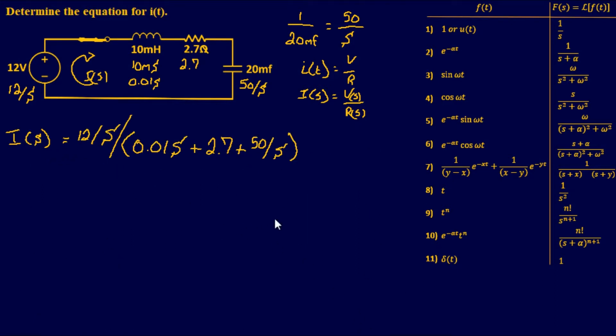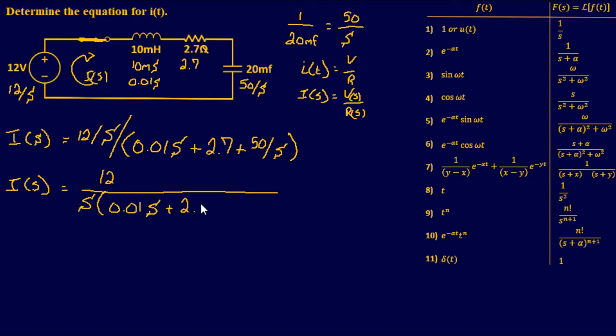All right. So all I did was just clean this up and move our equation up here. So I have our current equals 12 over S divided by, and this will be our resistance. Well, just to keep this clean, let me go ahead and see if I can make it easier on the eyes. So I'm going to say 12 divided by, and this is going to be S, which is this guy right here, times 0.01 S plus 2.7 plus 50 divided by S. So that should be a little bit easier on the eyes. So we'll keep moving forward.